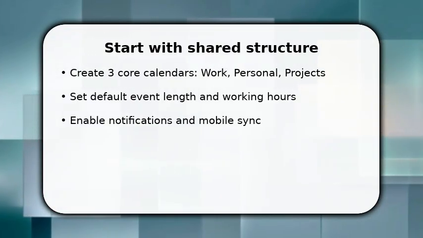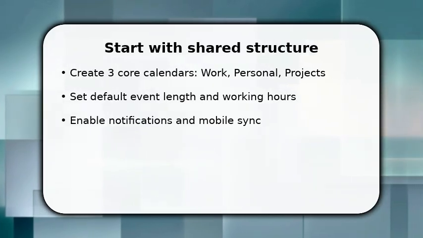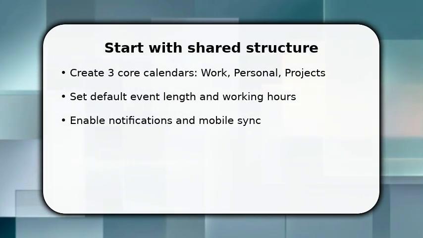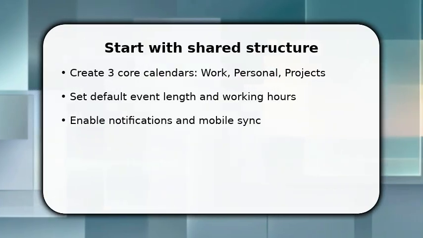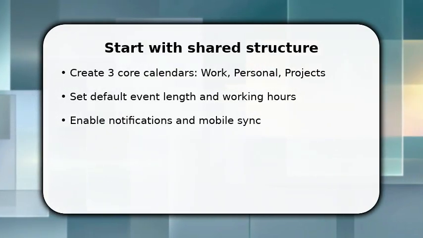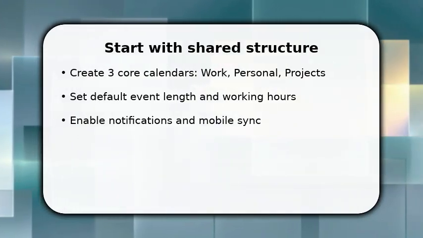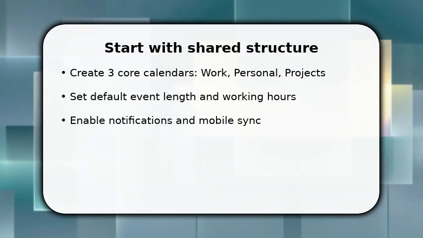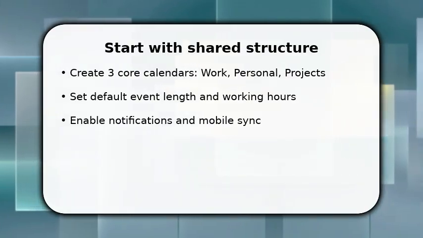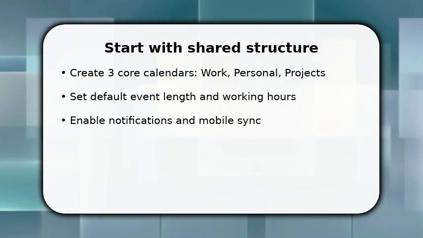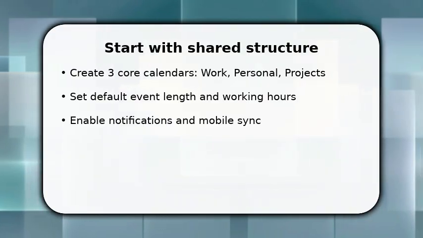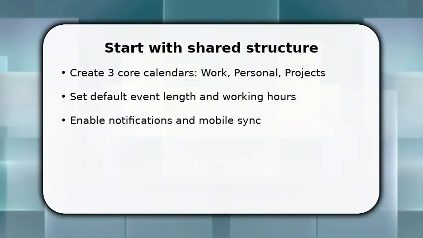You begin by creating a simple structure so your calendar becomes a tool, not noise. Create 3 core calendars: work, personal, projects, so events are categorized and color-coded. Once done, set a sensible default event length and your work hours to prevent late bookings. Make sure to enable notifications and mobile sync so you get reminders where you are. This initial setup reduces context switching, speeds event creation, and gives immediate clarity on availability.